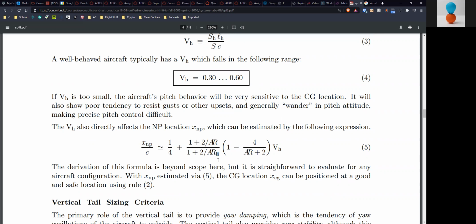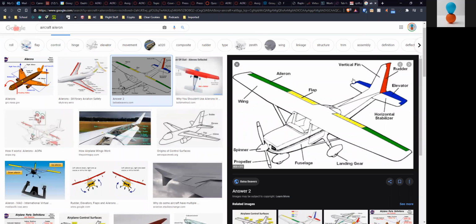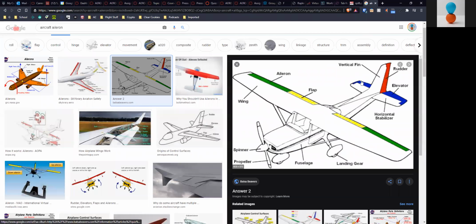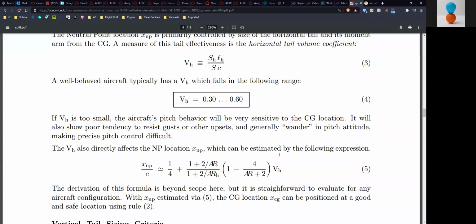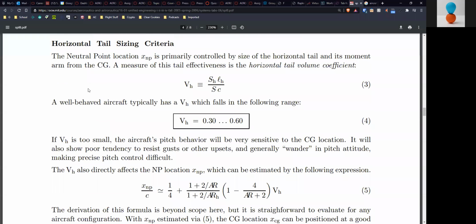And then anytime you see this subscript h, that's going to mean the horizontal tail. And just like the wing, it doesn't just mean one side. So it's not just this, it's the entire horizontal tail. So the aspect ratio would be like 4:1, not 2:1. So that's the horizontal tail.